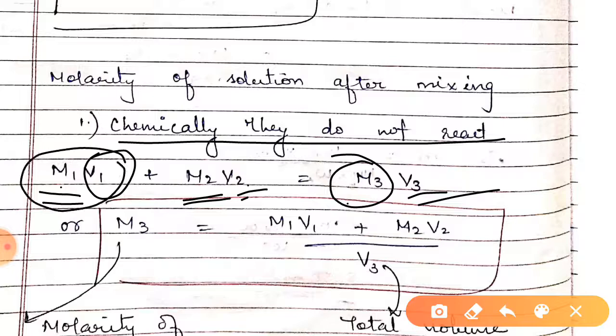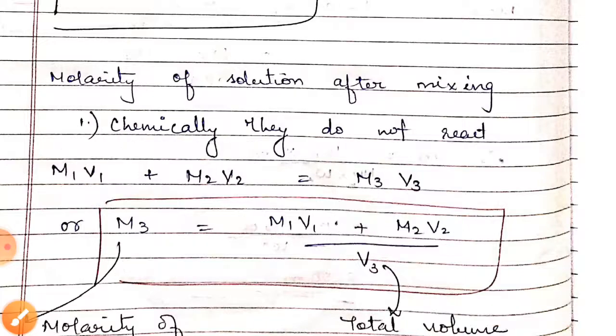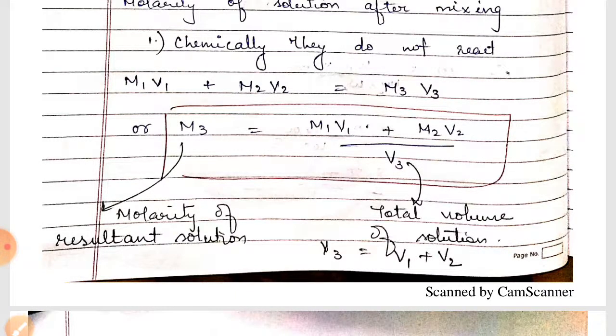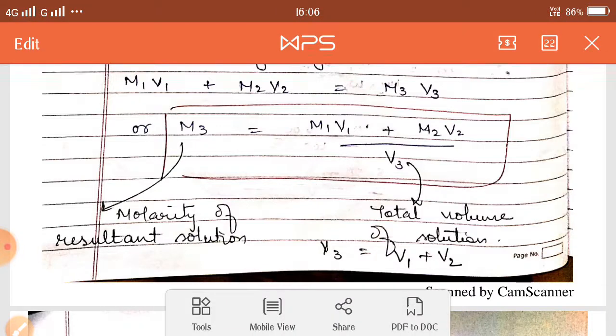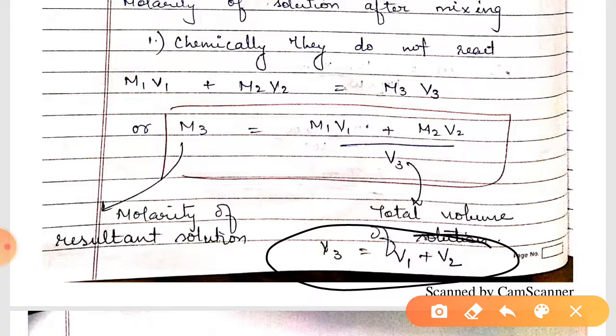One solution is 1, the other solution is 2, and by mixing these two we get a third, so what will the volume be? V1 plus V2, that is V3. And what is M3? That is not M1 plus M2. We have to find M3. So M1V1 plus M2V2 divided by V3 is equal to M3. So the molarity of the resultant solution is equal to M1 into V1 plus M2 into V2 divided by V3. And what is V3? V1 plus V2.